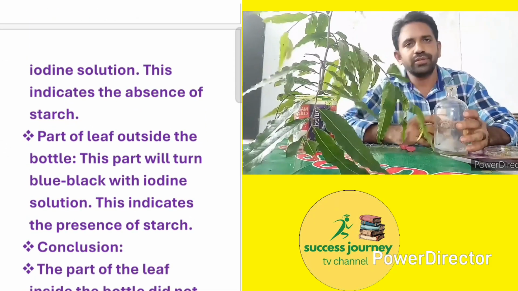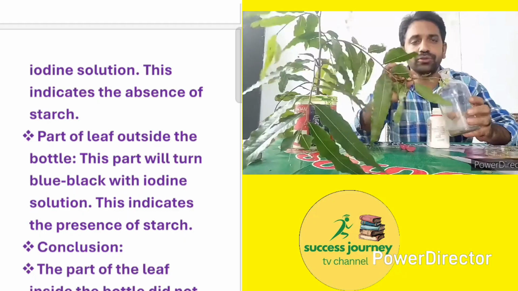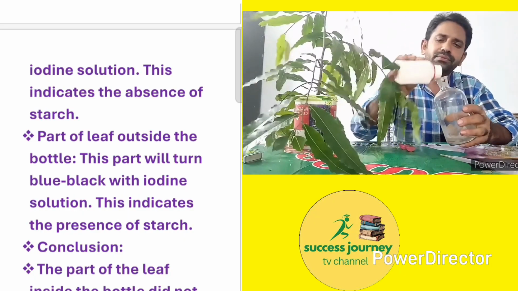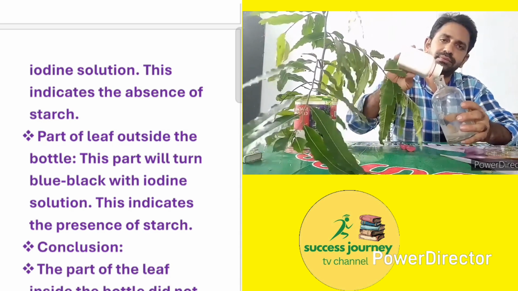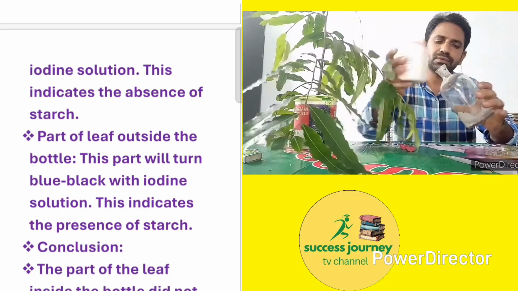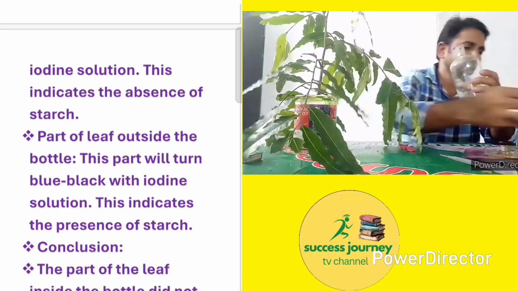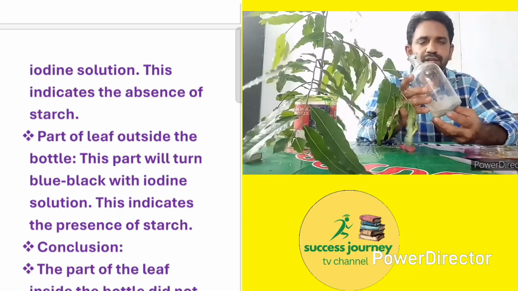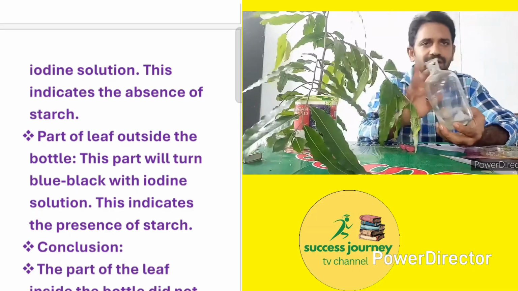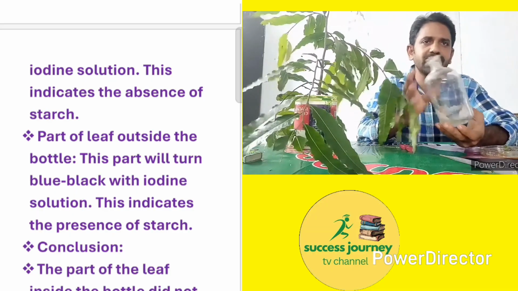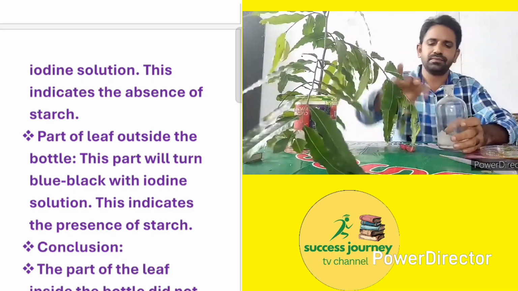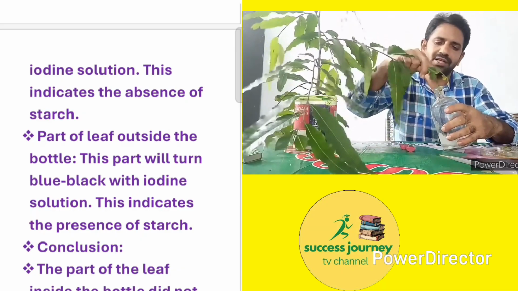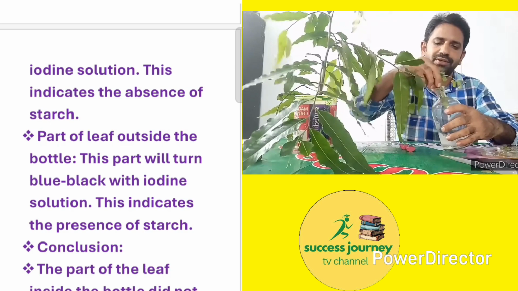Next, the part of the leaf outside the bottle will turn blue black with iodine solution. This indicates the presence of starch. When we observe the outside part, it receives the carbon dioxide from the atmosphere. So the photosynthesis process will take place outside the transparent glass bottle. So in this part, when we add the iodine solution, it turns bluish black. Why? Because this portion receives the carbon dioxide from the atmosphere, carries out the photosynthesis process and prepares the starch. So this starch mixes with iodine and turns bluish black.